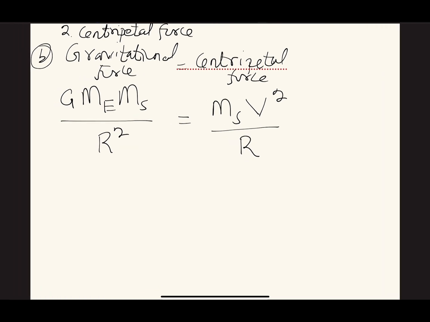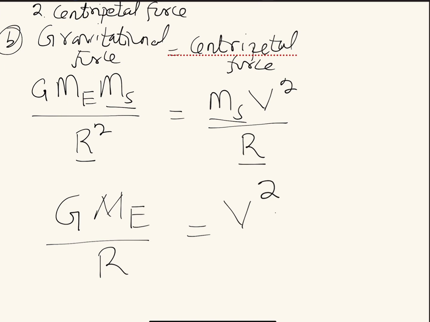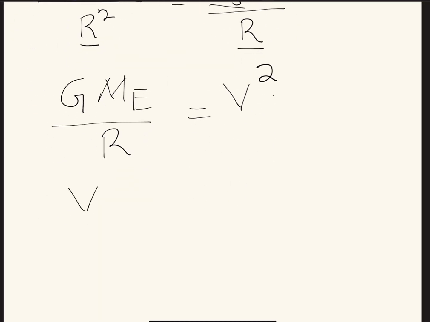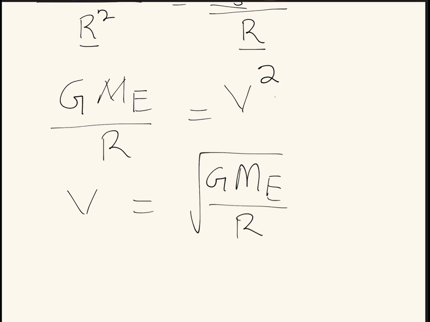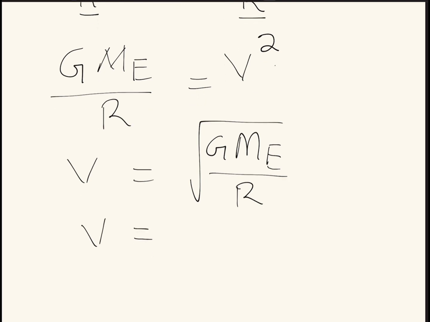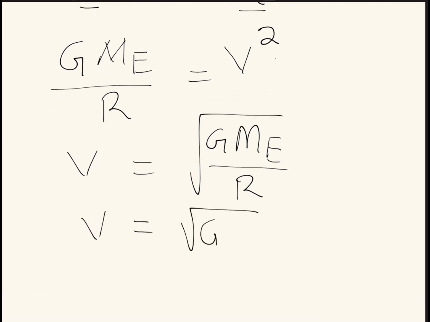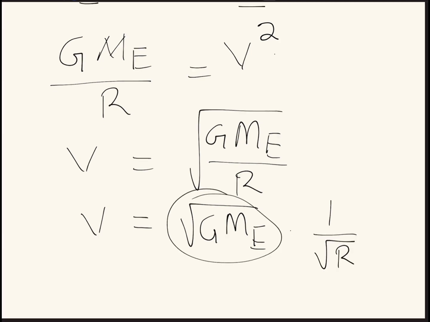Let's see what we can cancel out here. The M_S will cancel out the M_S. 1 r will cancel out 1 r here. So now we have G M_E over r, which will be equal to v squared. So now we simplify. v would be equal to the square root of G M_E all over r. Now, this can be simplified and be made square root of G M_E times 1 over square root of r. This will be your constant, all right?